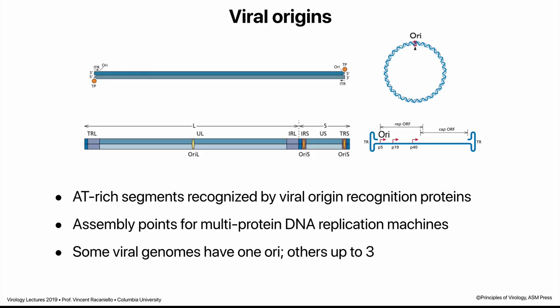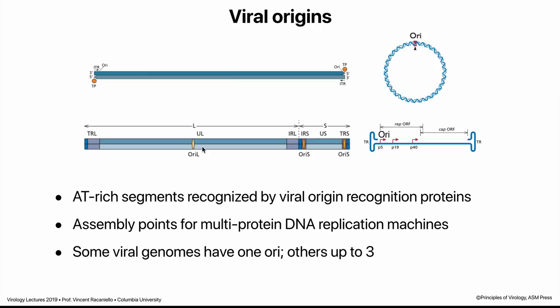I've been talking a lot about viral origins of replication on each of these viral genomes, SV40, parvovirus, adenovirus, herpesvirus, and they're labeled on all of these figures. And I told you that that's where DNA synthesis begins, but they have some other features. They are typically AT-rich segments of DNA that are recognized by viral origin recognition proteins. And again, these viral recognition proteins recruit the DNA synthesis machinery, whether it be host for the smaller viruses or viral for the bigger viruses that have their own polymerase.